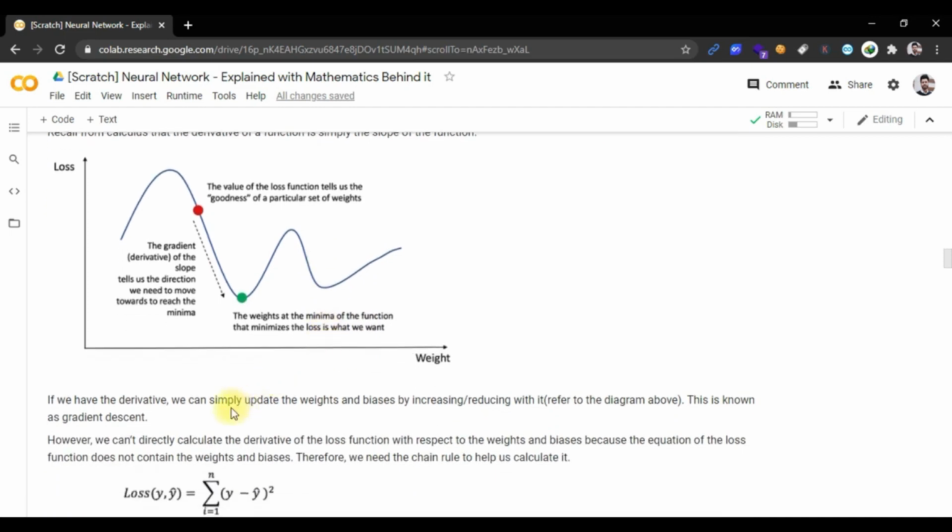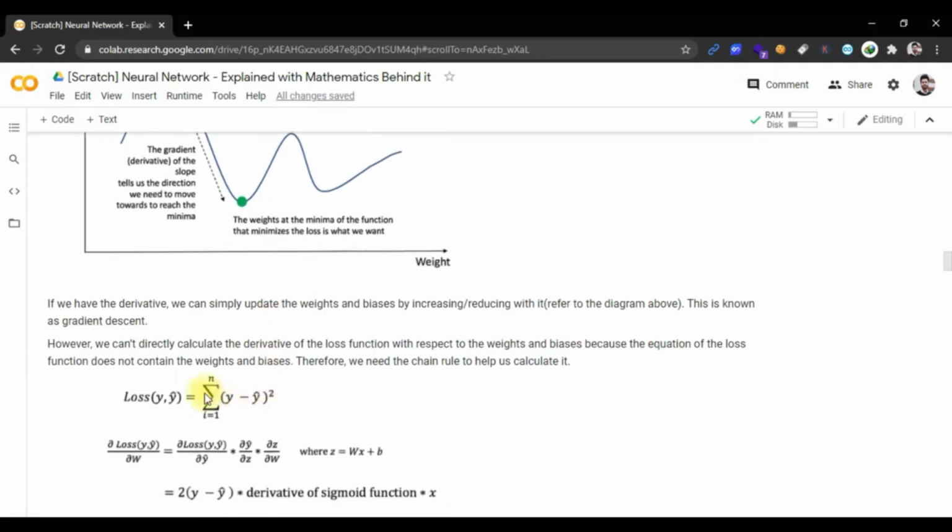So if we have a derivative, we can simply update the weights by increasing and decreasing the weights and biases. This is known as gradient descent, a term that you can see on the internet nowadays, and it is a very big cliche term, but it is not like that. It is just a simple term: you just have to know the derivatives, and by using that you can update your weights and biases and make your neural network a good one.